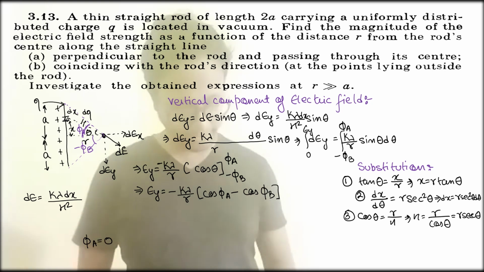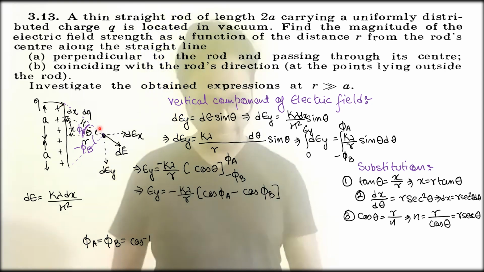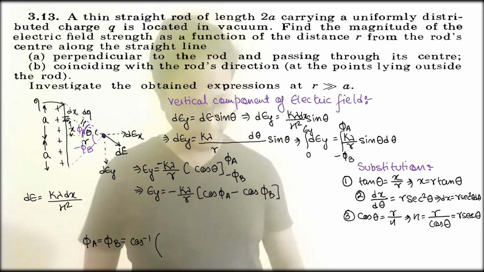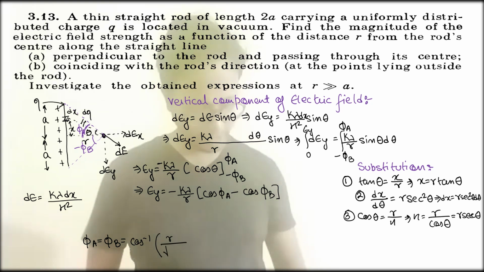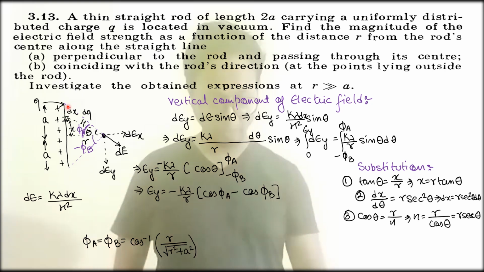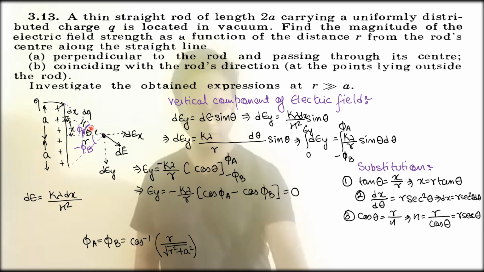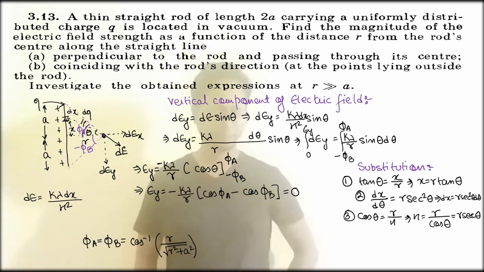And from the diagram, phi a is equal to phi b, which is equal to cos inverse. What is the value of cos phi a? Base by hypotenuse. The value of base is r divided by under root of r square plus a square. For this specific problem, because of symmetry, this value and this value would be the same, so the difference is equal to 0. So the vertical component of electric field is equal to 0. But in case phi a was different from phi b, some non-zero value would be obtained here. Understood? Fair and fine.